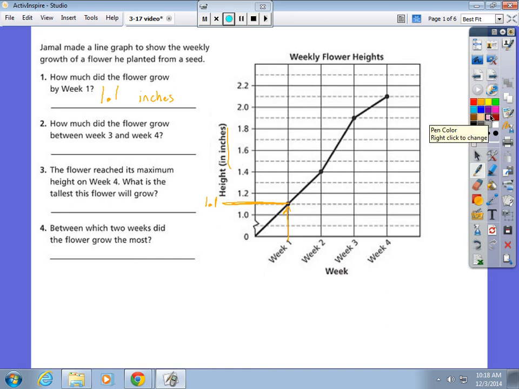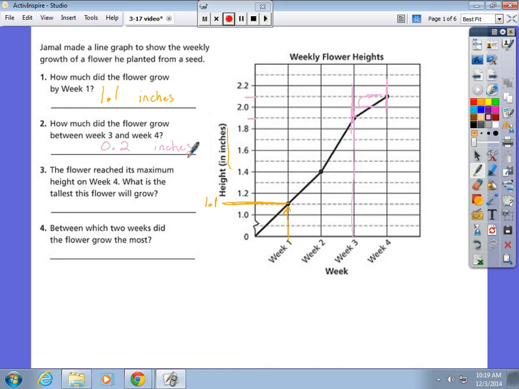Number 2, how much does the flower grow between week 3 and week 4? So I find week 3. Week 3 goes up to there, week 4 all the way up to here. So we want to know how much did it grow between those 2 points. Well, I notice it went 1, 2 jumps or 2 lines. So 1 line, 2 lines. Each of those lines is worth a tenth. So we went from 1.9 to 2.1, which gives me 2/10 of a jump. So 2/10 inches.